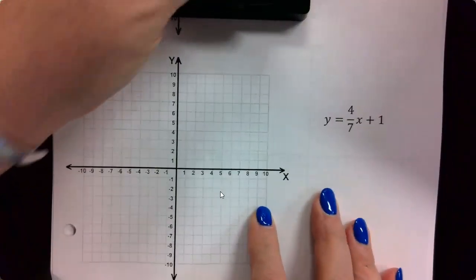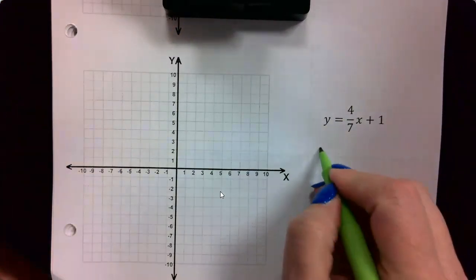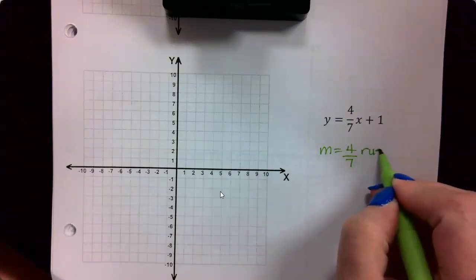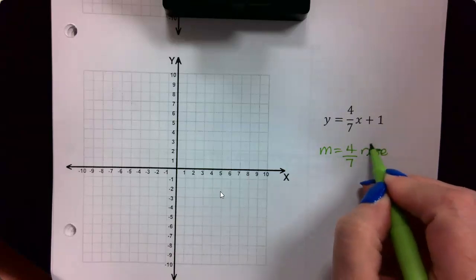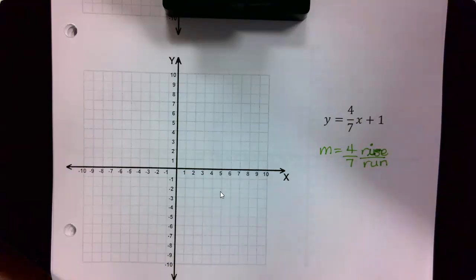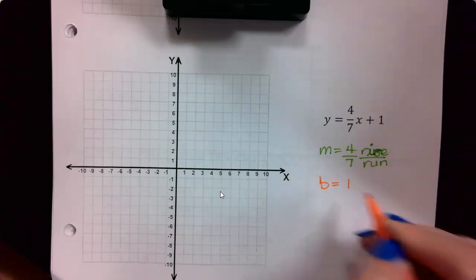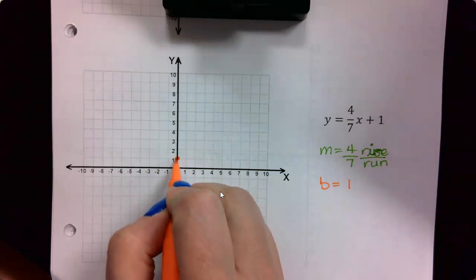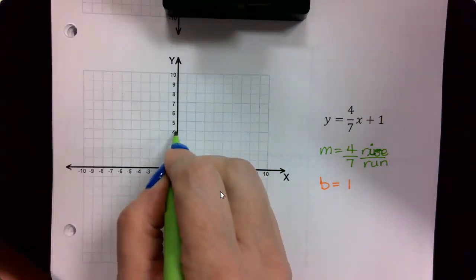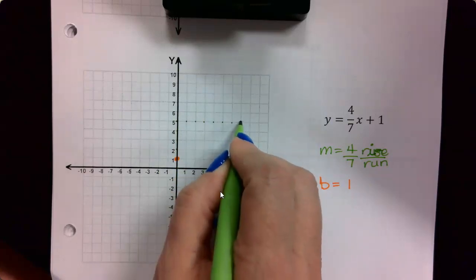So this time we have y equals mx plus b. Our m is 4/7, which means that's rise over run. So we're going to rise 4 and run 7. And our y-intercept, which is where we're going to start, is at 1. So we start at 1, boom. Then we rise 4 and run 7. 1, 2, 3, 4. 1, 2, 3, 4, 5, 6, 7.